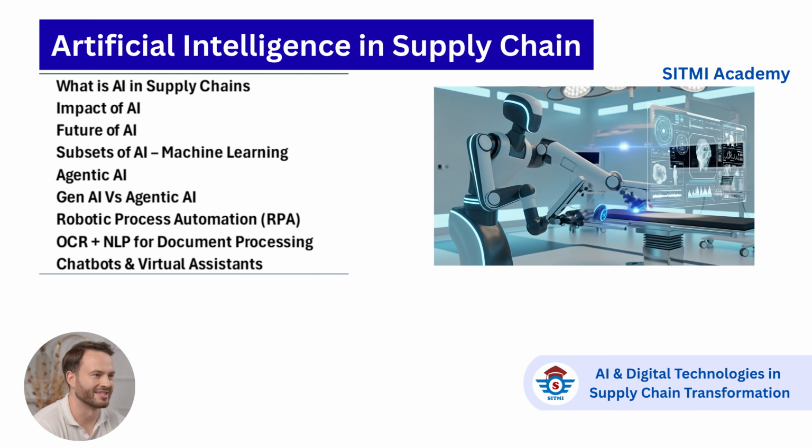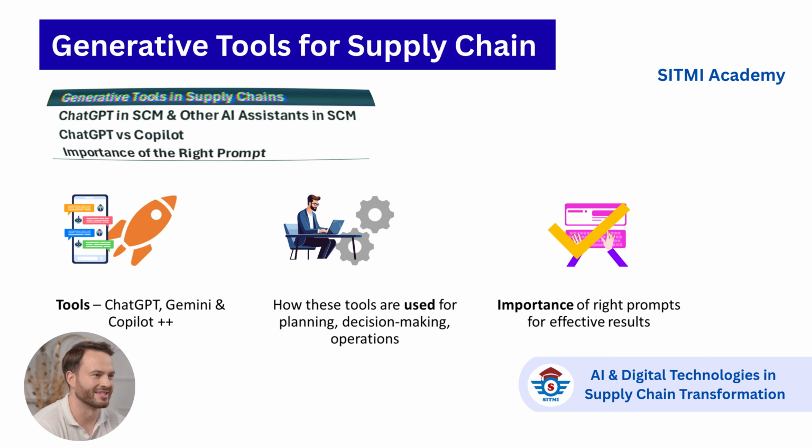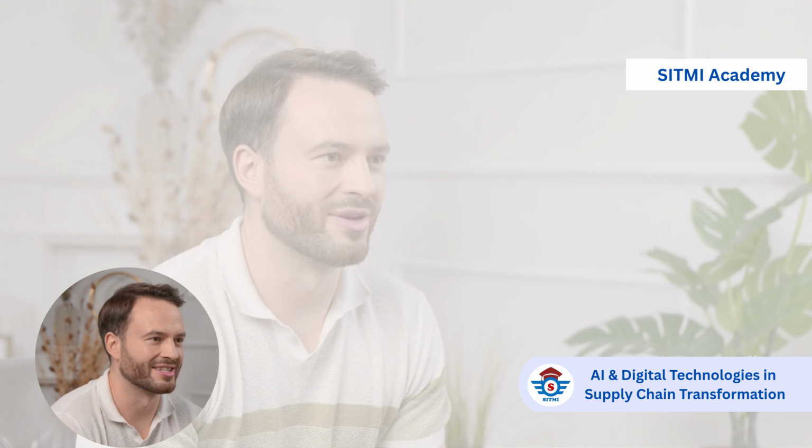efficiency across industries. In the next chapter, we dive into generative tools like ChatGPT and Copilot. You will discover how they assist in planning, decision-making, and even day-to-day supply chain operations, and how the right prompt can make all the difference.